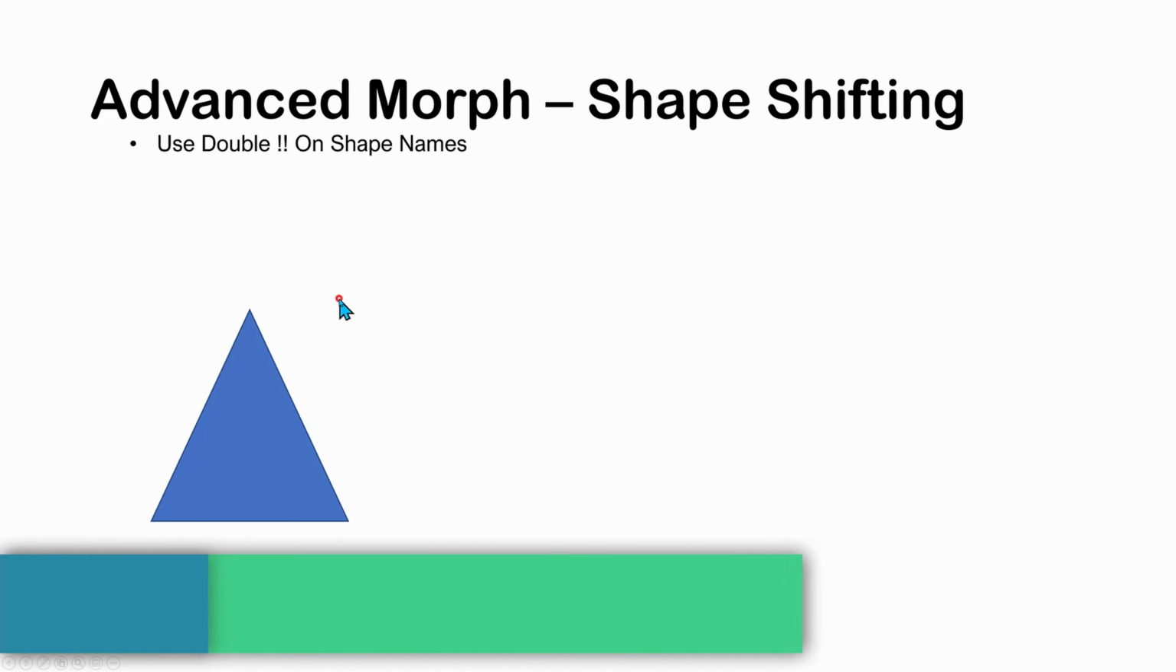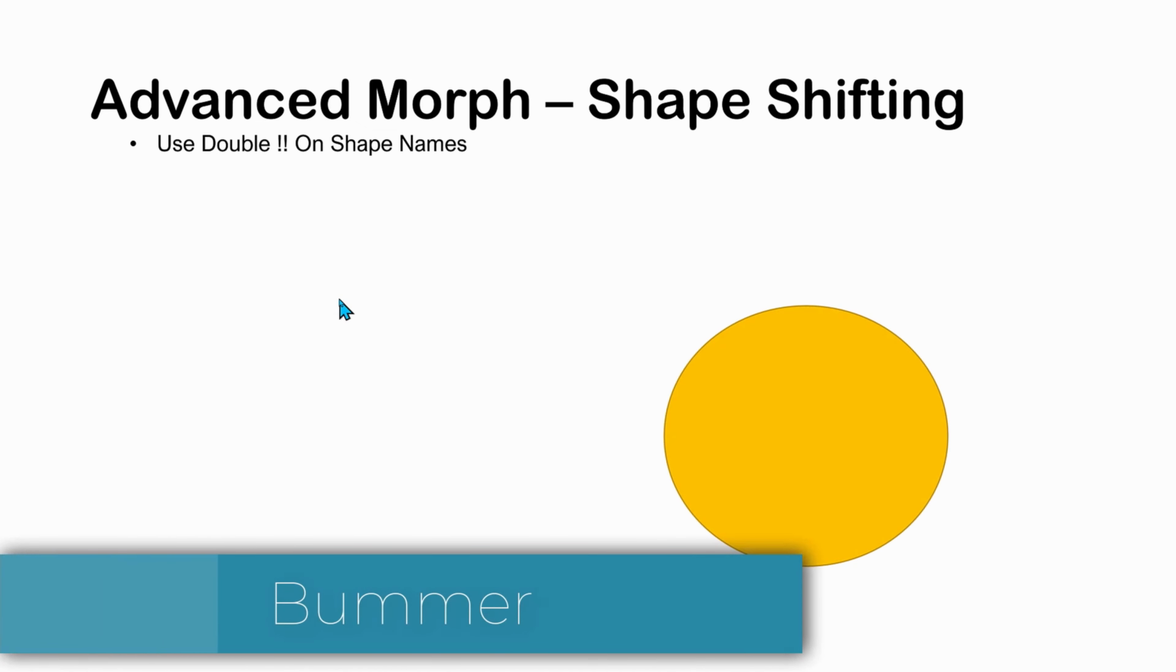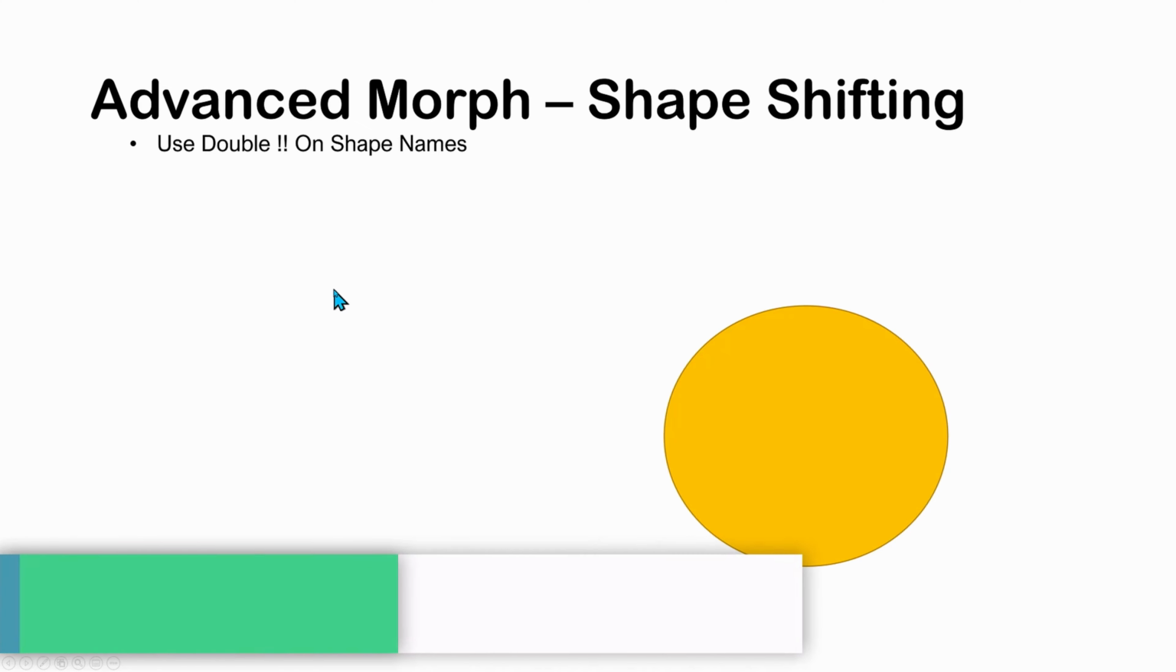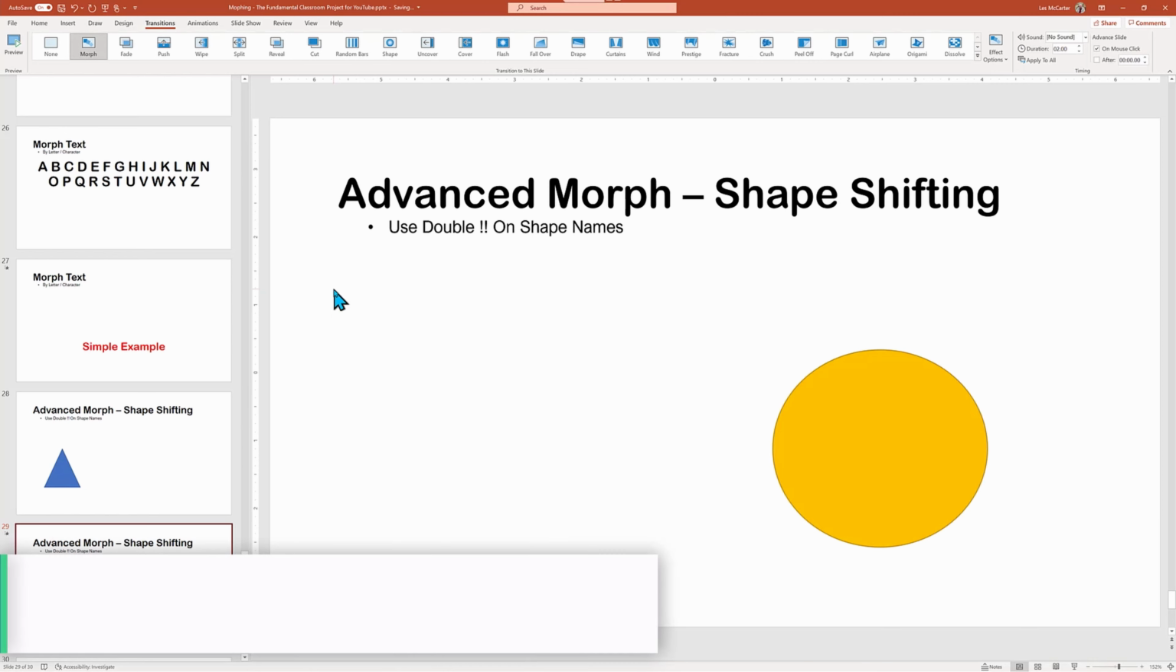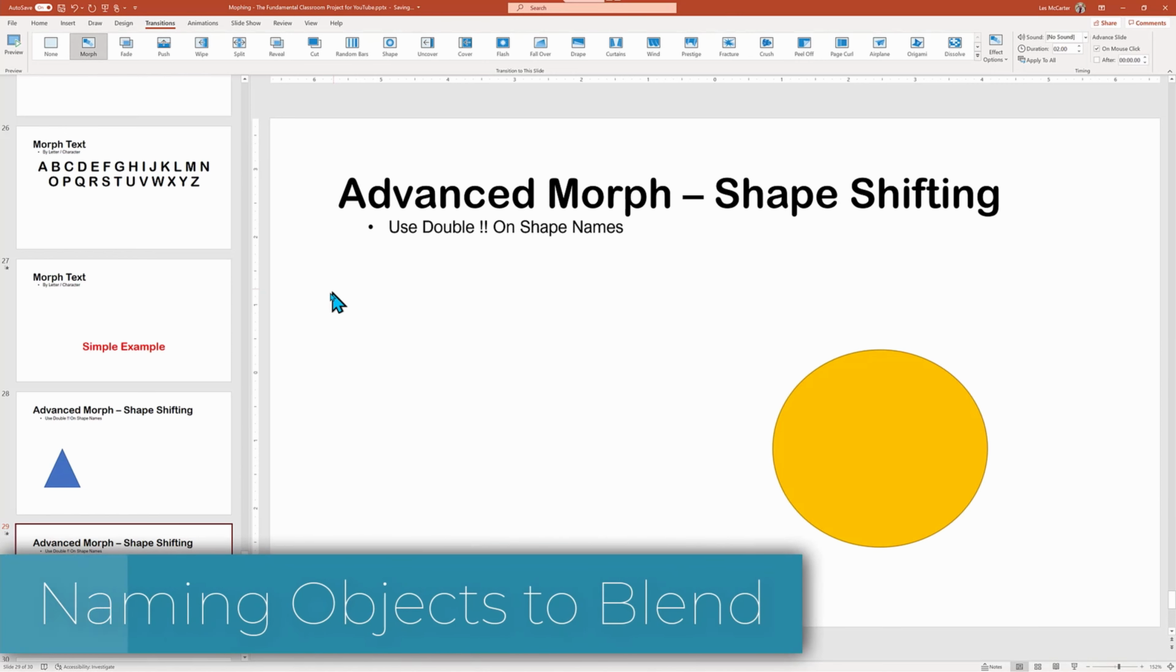Well, this is a disappointment. The triangle fades out and the circle fades in. No movement and no shapes shifting. But why? Well, we've not told PowerPoint that these objects are linked and that we want them to morph.